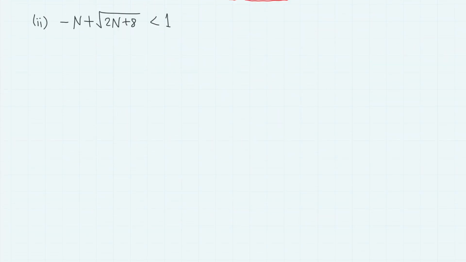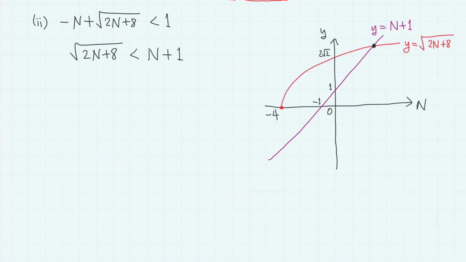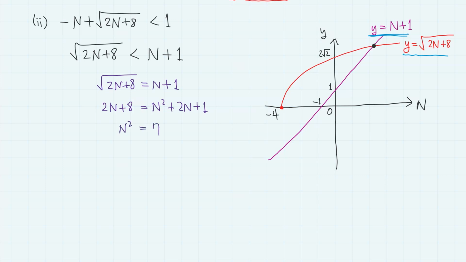Next, the other inequality, minus n plus square root of 2n plus 8 is less than 1. We use a similar graphical approach. So we have square root of 2n plus 8 is less than n plus 1. So let us draw the graphs of y equals square root of 2n plus 8 and y equals n plus 1 and find the intersection points. From the equation square root of 2n plus 8 equals n plus 1, if we square both sides, we obtain 2n plus 8 equals n squared plus 2n plus 1, which gives n squared equals 7, hence n equals plus minus square root of 7.